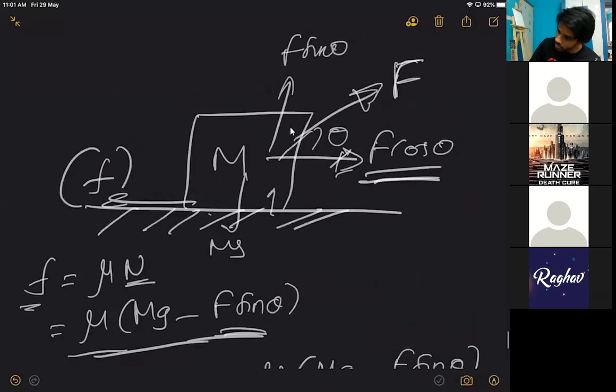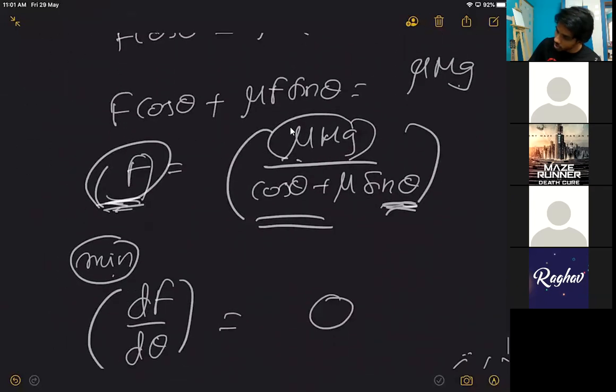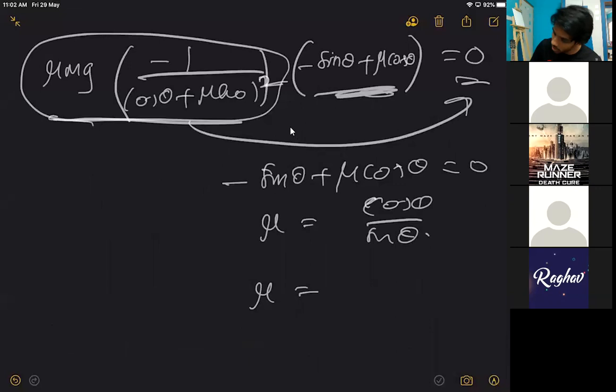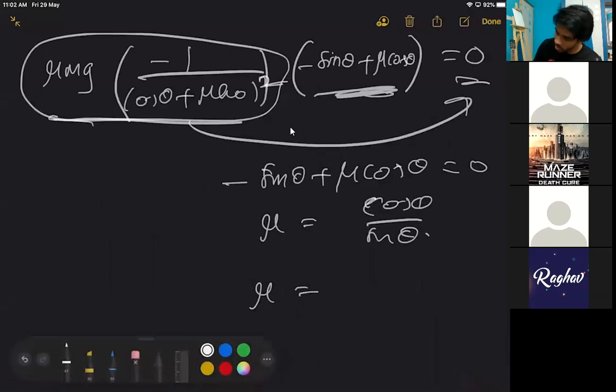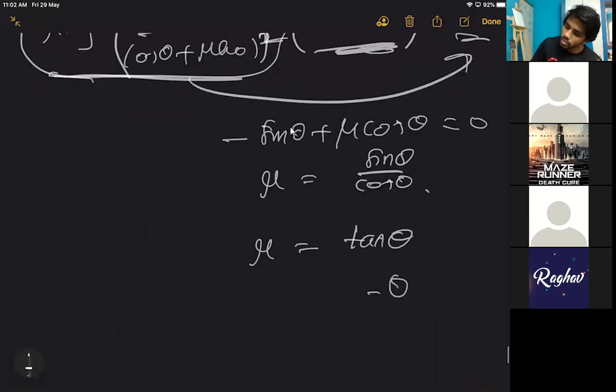Did I? Wait a second, let me check. F cos theta, mu F sine theta only. Yeah, what were you saying? Oh, right. Okay, the mistake is here only. Thanks for asking. Mu equals sine theta by cos theta. So it is nothing but tan theta. So theta equals tan inverse mu.